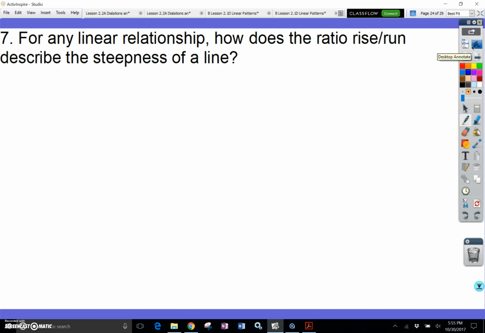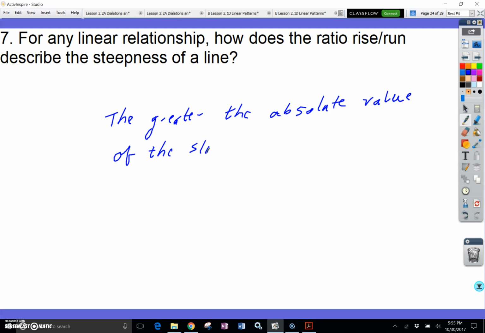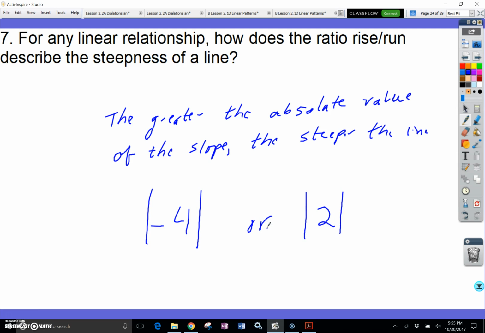So for any linear relationship, how does the ratio rise over run describe the steepness of a line? The greater the absolute value of the slope, the steeper the line. So for instance, if I had a slope of negative 4 or a slope of 2, while 2 is a greater number, we're not looking at just the numbers, we're looking at the absolute value of the numbers. So this would give me an absolute value of 4, this would give me an absolute value of 2. Therefore, if something had a slope of negative 4, it would be a steeper slope than positive 2.